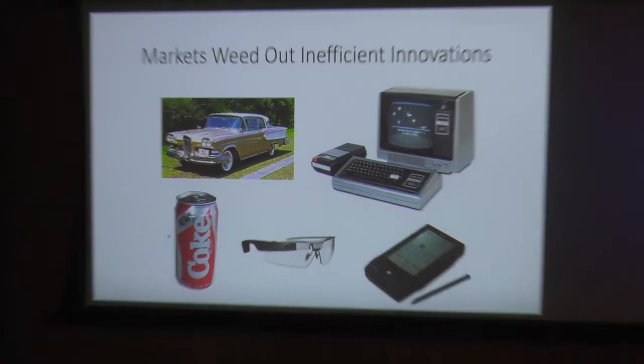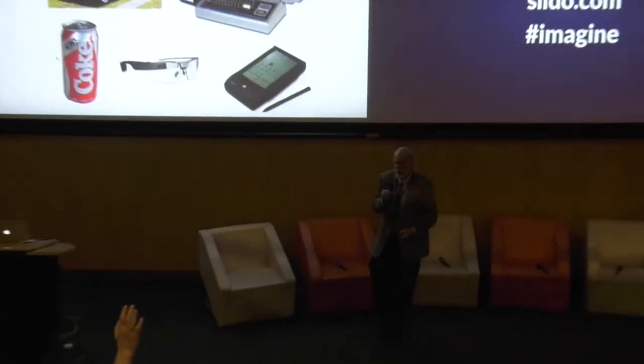And here's the Apple Newton. I don't know how many people remember the Apple Newton. Also, it was a handheld computer. Apple's a successful company, but this was not a successful product. It was weeded out. I actually have that in a later slide. We'll look at it again. And then Google Glass. You know, Google's a successful company. But again, the company took losses.